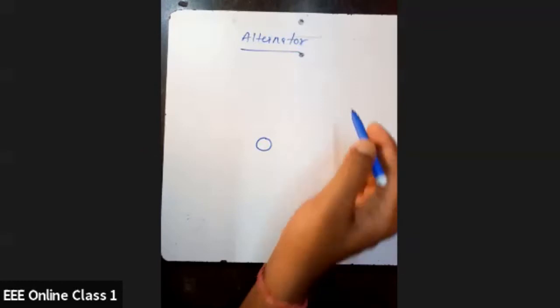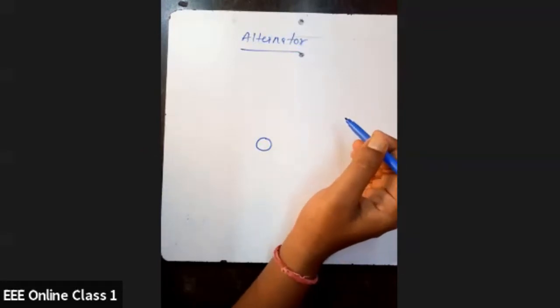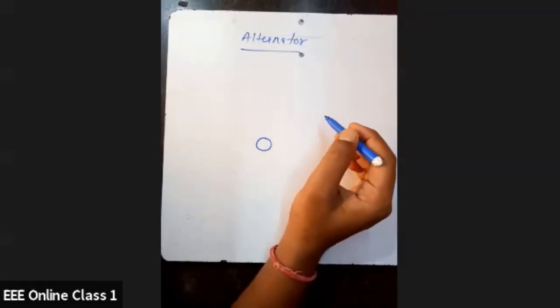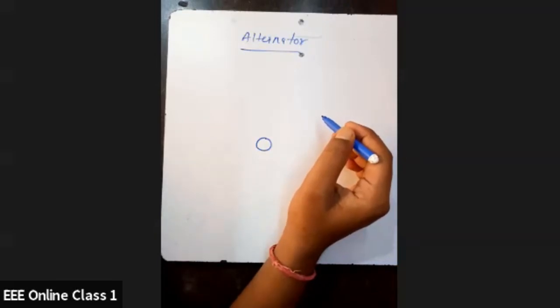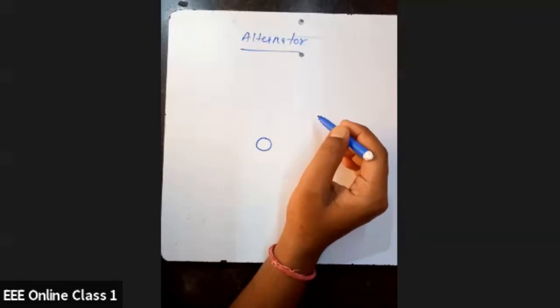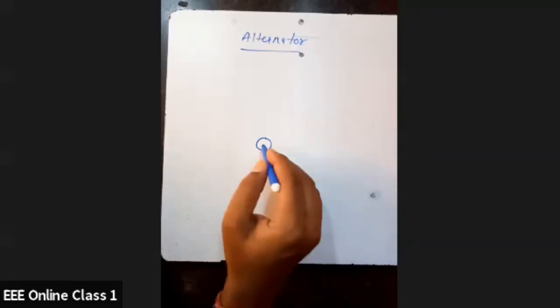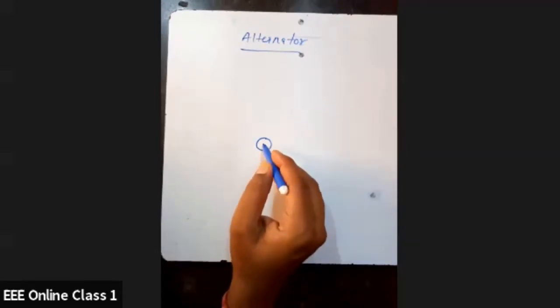So let us see the alternator. It is similar to a DC machine, except that the field is moving in an alternator and the conductors are stationary. It has a shaft. So let us draw the rotor part first.